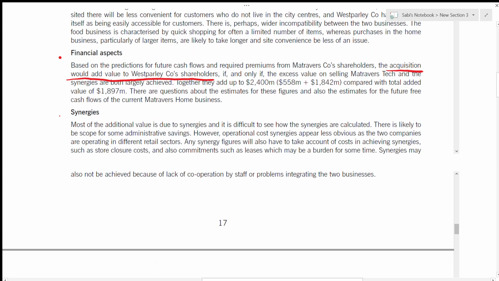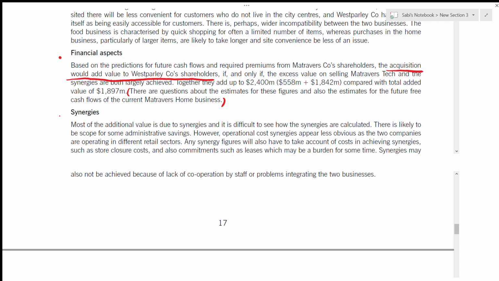Compare. The value is good, right? So there are questions about the estimates for this figure, and also the estimates for the future free cash flows of the current home business. Always use these lines. I will put a bracket. This kind of sentence you have to use. Don't accept everything at face value. Whenever some estimate is given to you, always write a sentence like: there are questions about the estimates.